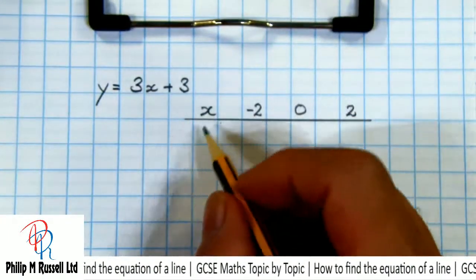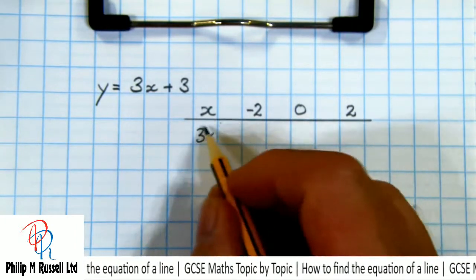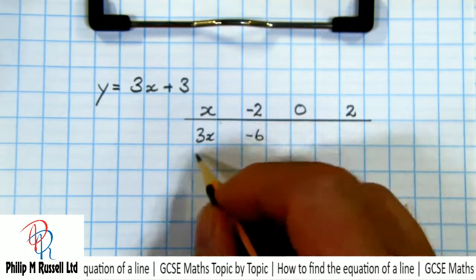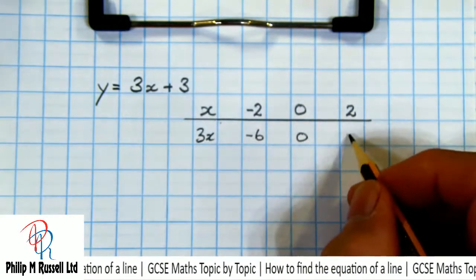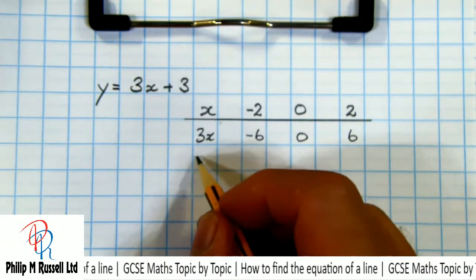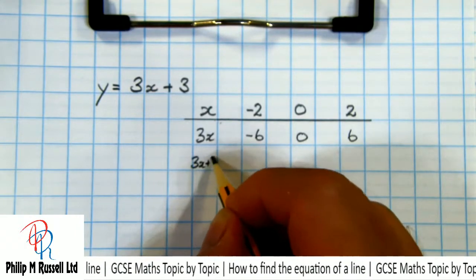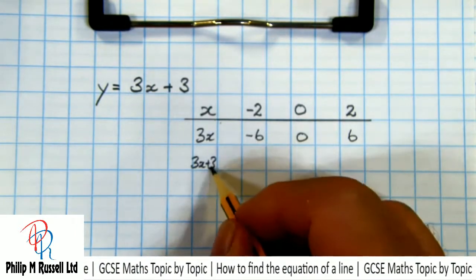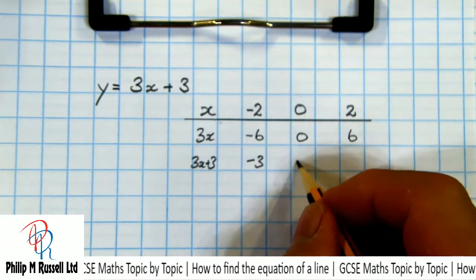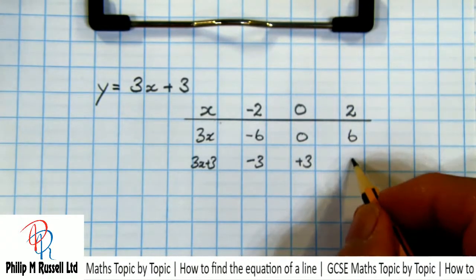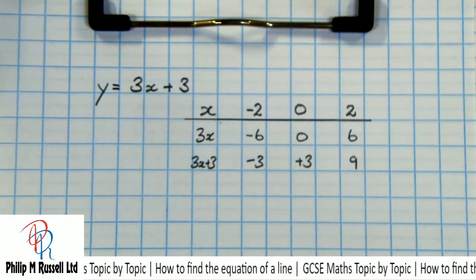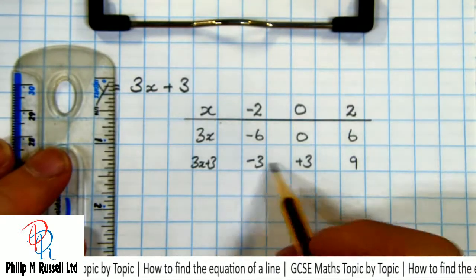So I'm going to work out now what 3x is going to be. So this is going to be 3 times minus 2 is minus 6. 3 times 0 is 0. 3 times 2 is 6. And then we want to do the plus 3. So this is now going to be the 3x plus 3. So minus 6 plus 3 is going to give me minus 3, 0 plus 3 is 3, and 6 plus 3 is 9. So I could plot those values.